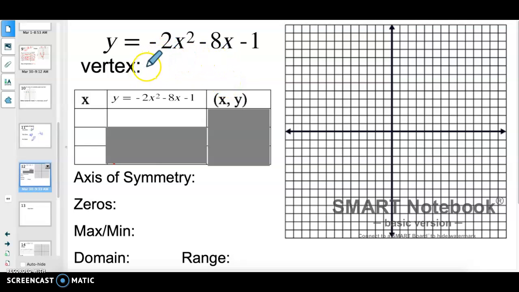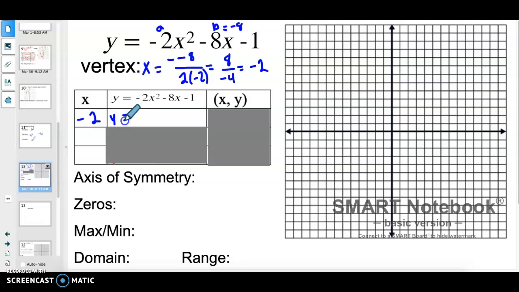So once again, we're going to start with the vertex. So we're going to do negative b. So your a is the negative 2. Your b is negative 8 this time. So for the vertex, we're going to do negative b, so it'll be negative negative 8 over 2 times a, which is negative 2. Remember, negative negative 8 is positive 8. And then 2 times negative 2 is negative 4. So our x value of the vertex is negative 2.